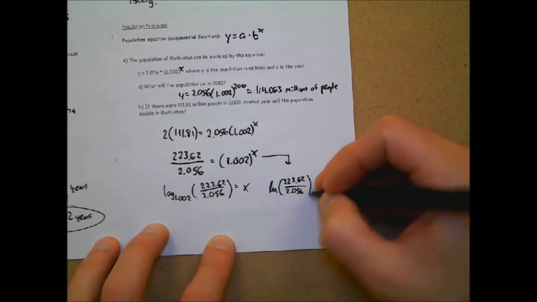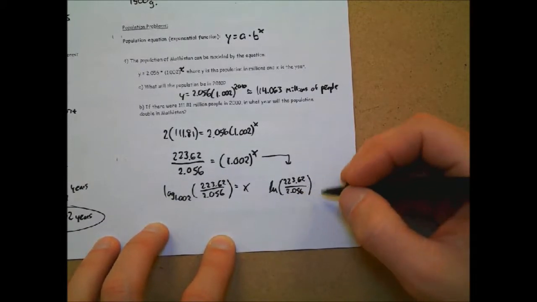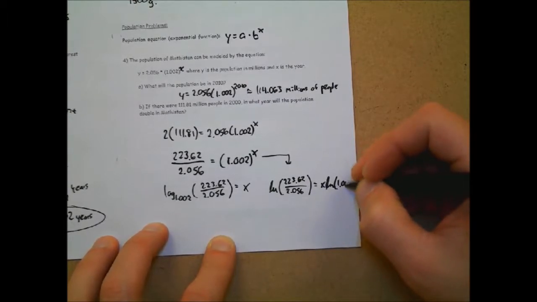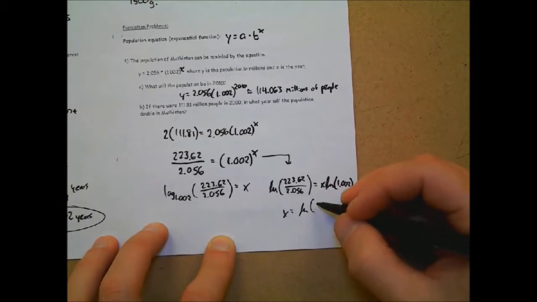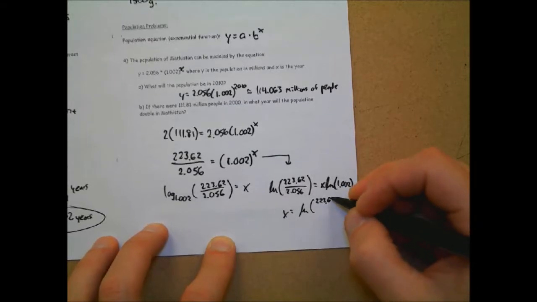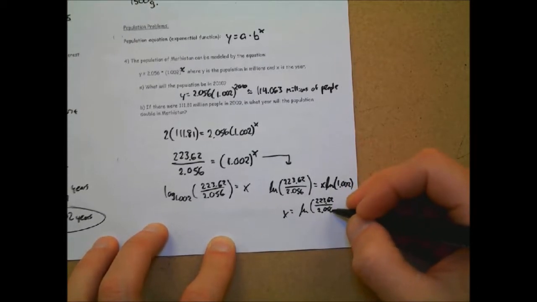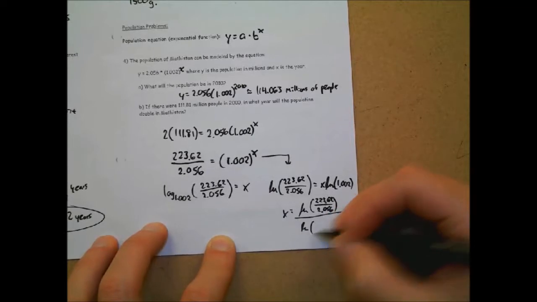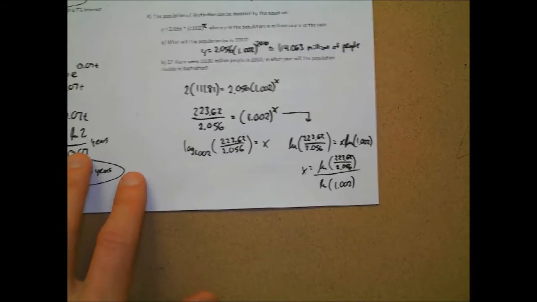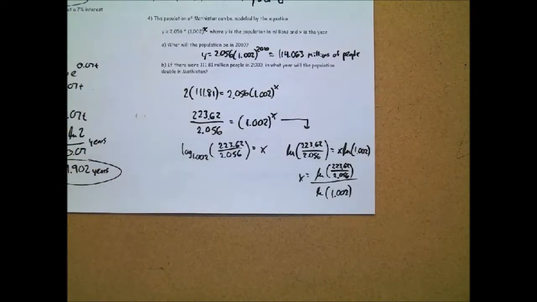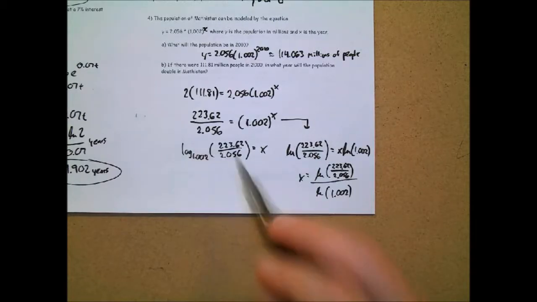It'll be natural log of 223.62 over 2.056 equal to x times the natural log of 1.002, and then you just divide that natural log over. Because the bases are the same, it would just be the fraction divided by the natural log of 1.002.